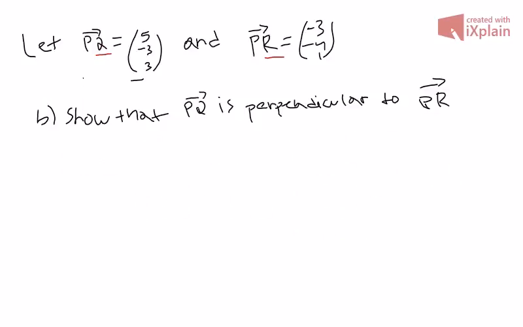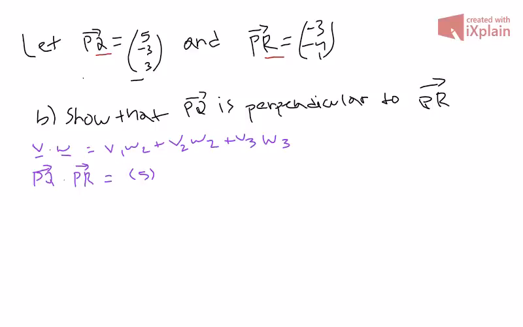Moving on to letter B. Show that vector PQ is perpendicular to PR. We know that perpendicular vectors have a scalar product which is equal to 0 and intersect at 90 degrees. In order to find the scalar product, we multiply vector PQ times vector PR, and it should be equal to 0 since these are perpendicular vectors. So we follow the formula in our IB data booklet, which says that V times W equals V1 times W1 plus V2 times W2 plus V3 times W3.